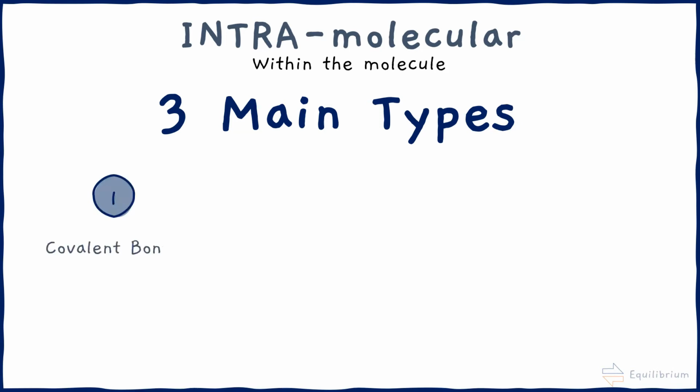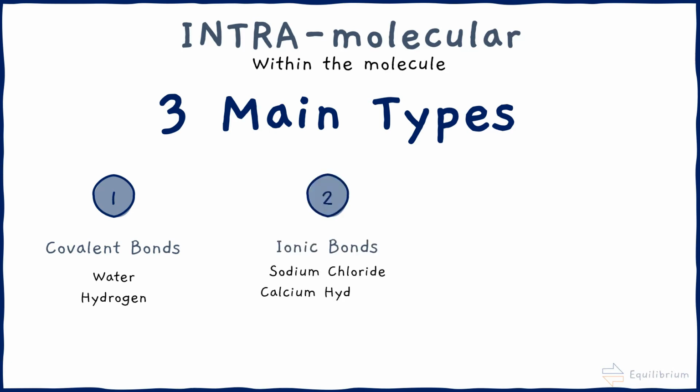Firstly, you have covalent bonds. These are bonds found in water or hydrogen. Secondly, ionic bonds. You can find them in sodium chloride, also known as table salt, or calcium hydroxide. Thirdly, metallic bonds. These are found in metals such as zinc and iron.